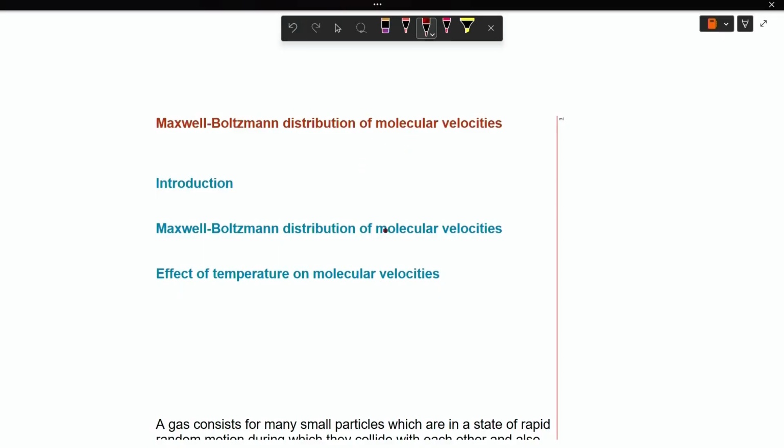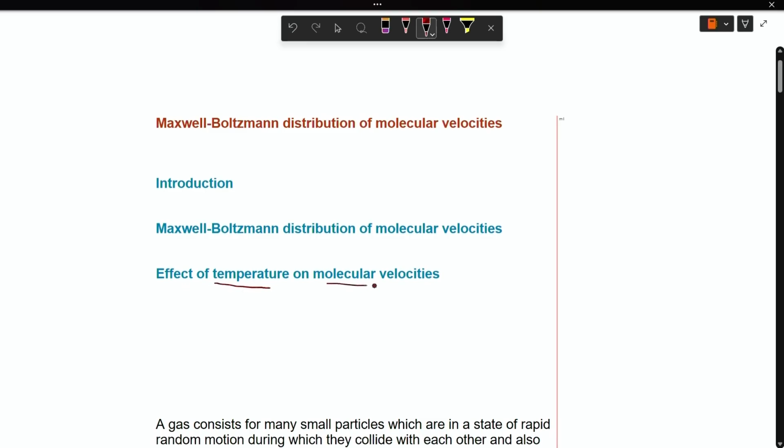So, the two topics we will be dealing with in this session are the Maxwell-Boltzmann distribution of molecular velocities, for which we will get an expression, and we will be explaining the effect of temperature on molecular velocities.